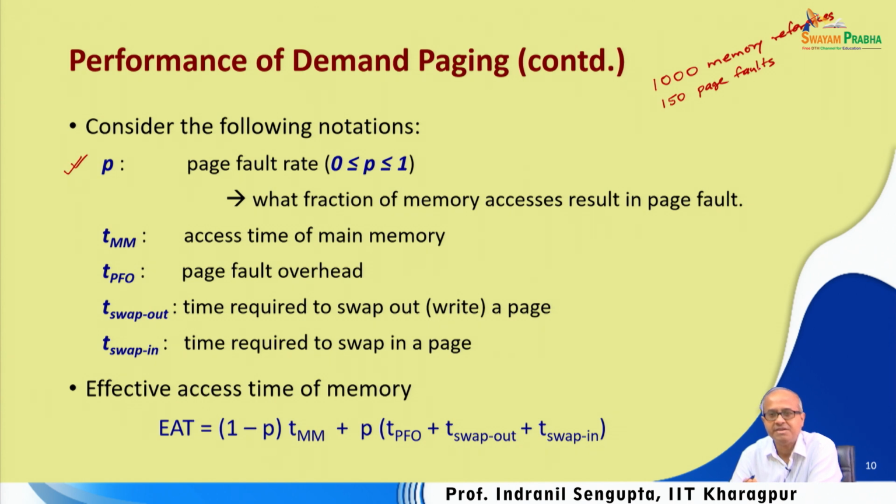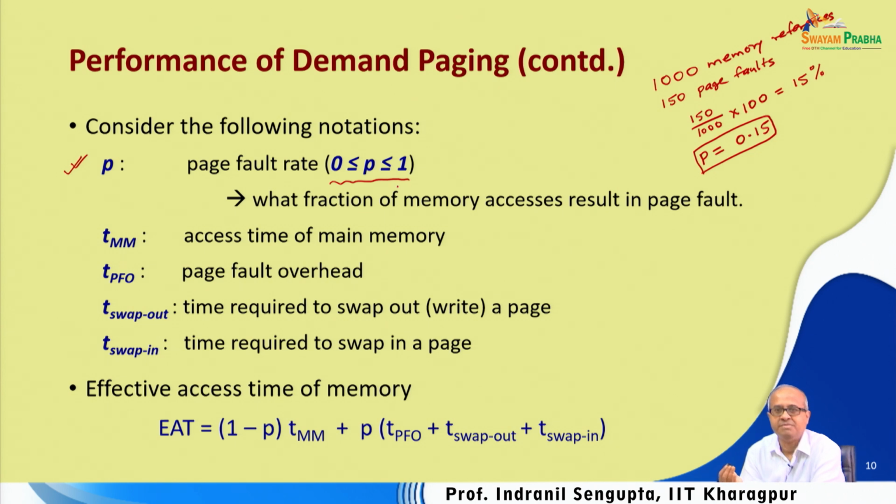So, you can say that 15% of the memory accesses are resulting in page fault. How are you getting 15%? 150 divided by 1000 into 100. This is 15%. So, page fault rate is basically the same thing, percent divided by 100, that means 0.15. 0.15 is the page fault rate, and clearly page fault rate will lie between 0 and 1. 0 means there is no page fault, 1 means all accesses result in page fault.